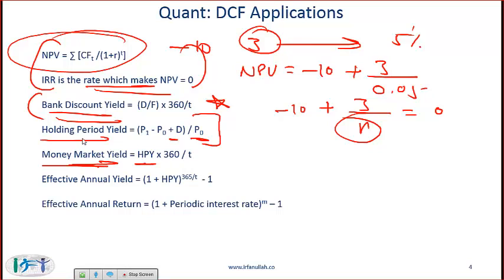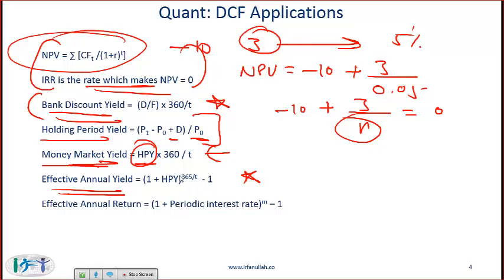What's the difference between money market yield and bank discount yield? With money market yield, you actually look at the change divided by the investment amount, not the final face value. But anyway, this is a type 2, you have to know it. And then you have effective annual yield, which is 1 plus the holding period yield to the power of 365 over T, minus 1. So this is also extremely important. I would put it at type 2. You need to know this.